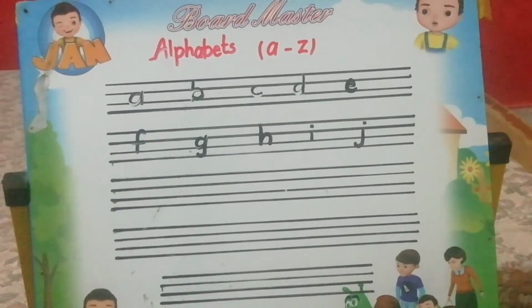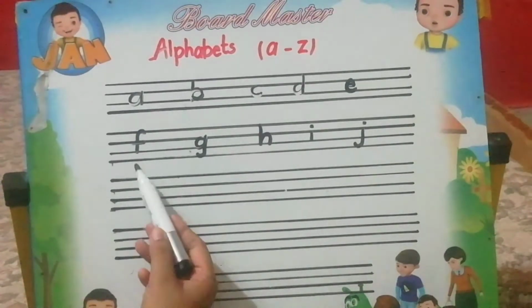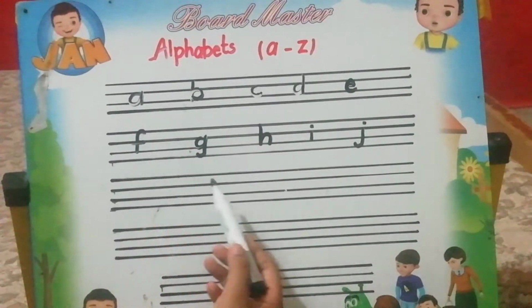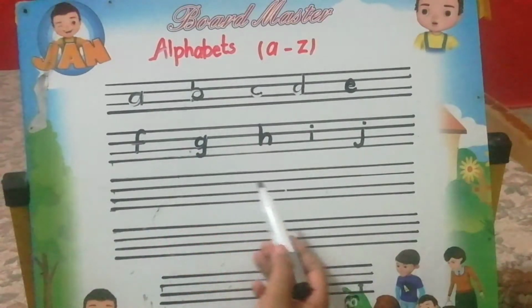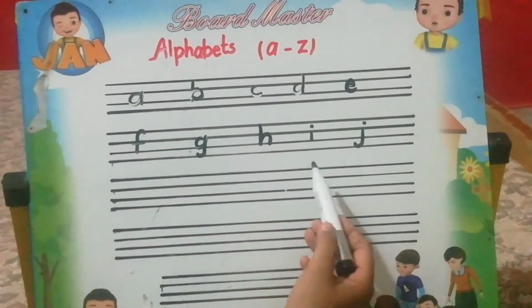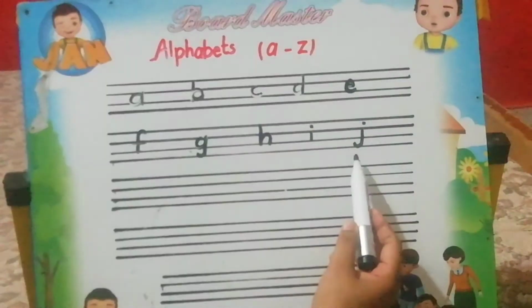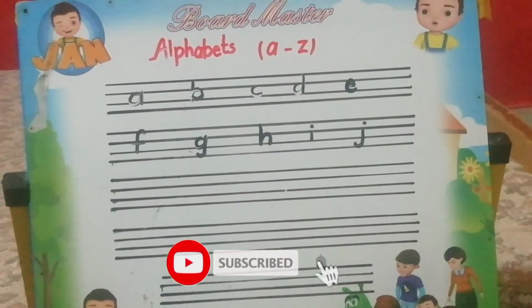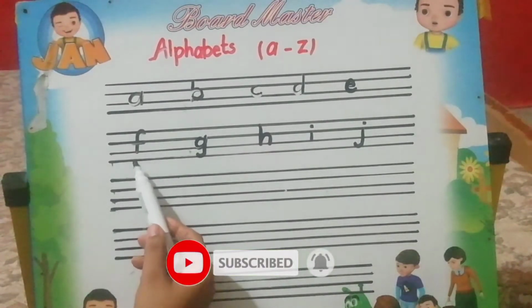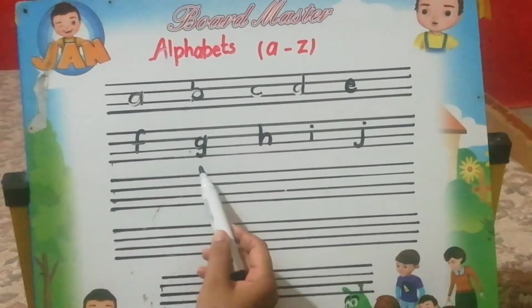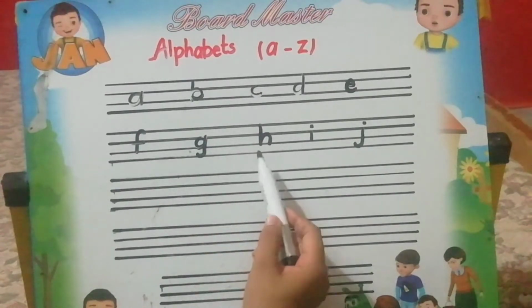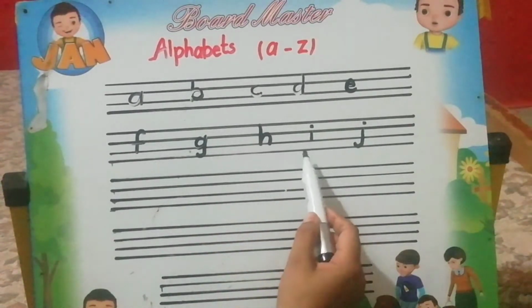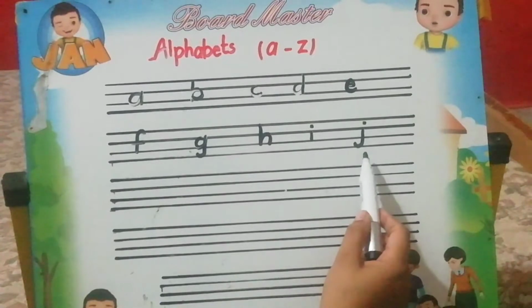Now repeat the sound after me. F, G, H, I, J. Let's again repeat after me. F. G. H. I, J.